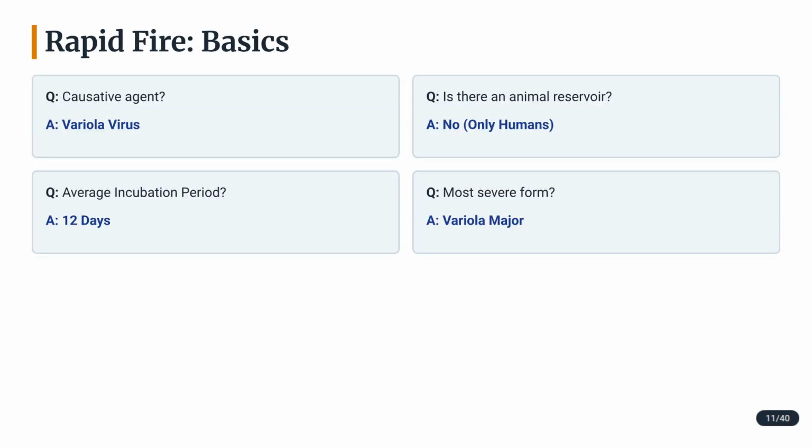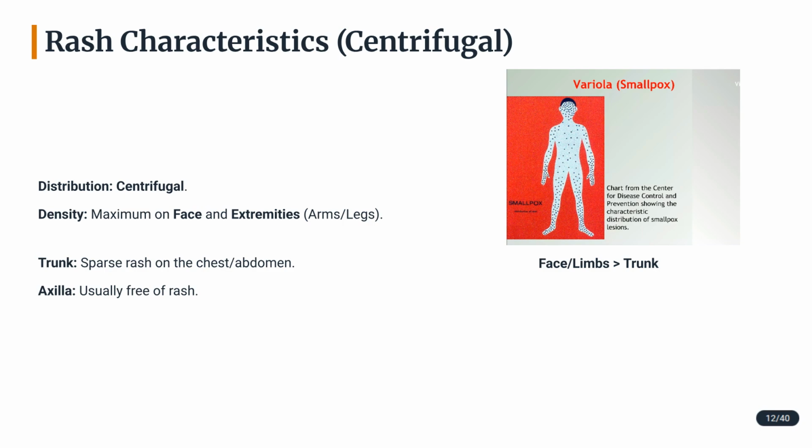The rash exhibited a centrifugal distribution, meaning it was concentrated on the face and extremities, such as arms and legs. The trunk had a sparse rash, and the armpit area was usually free of lesions. The evolution of the rash was slow, following the sequence: macule, papule, vesicle, pustule, and scab. Each stage lasted about 2 to 3 days, with pustulation occurring around the 2nd week.